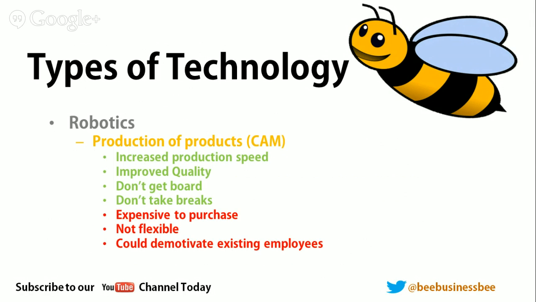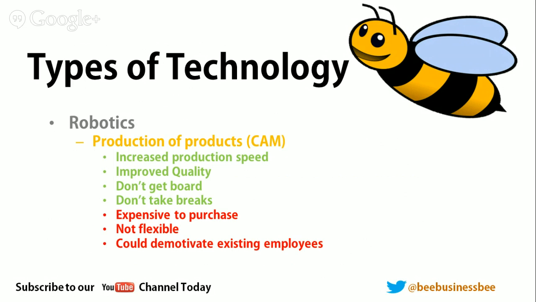Okay. Technology. You need to be aware of different types of technology that exist in business. Now, one of the types of technology you've got to know about is robotics. Now, robotics tends to be the production process, which is called CAM, Computer-Aided Manufacturing. Typical advantages of CAM tend to be that you can increase your production speed, you can improve your quality, so as a result you're going to lower your unit cost. You can actually make more, so your quantity is actually increased.